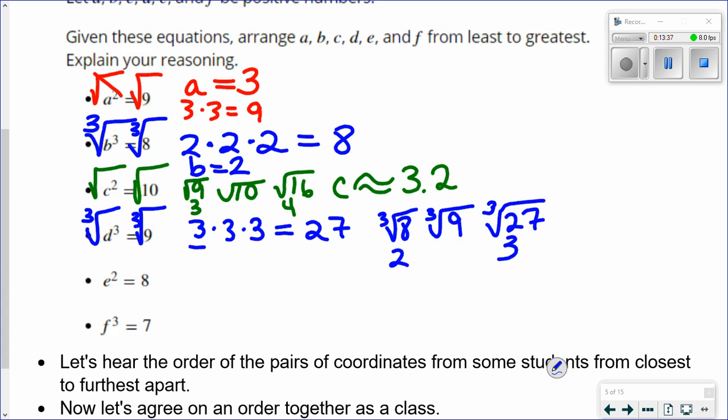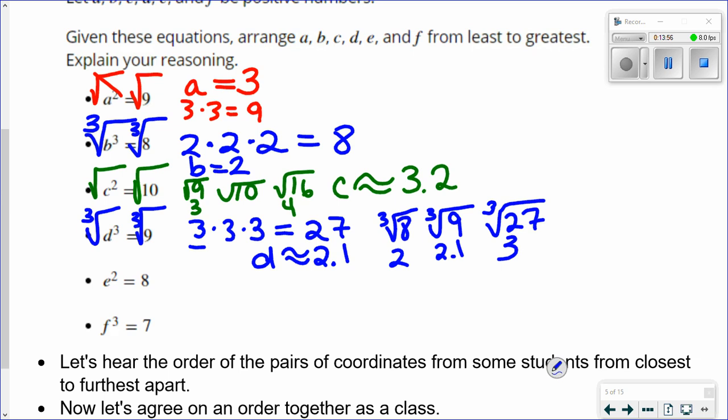9 is much closer to 8 than it is to 27, so I'm going to approximate it maybe like 2.1. So that would tell me D is approximately 2.1.